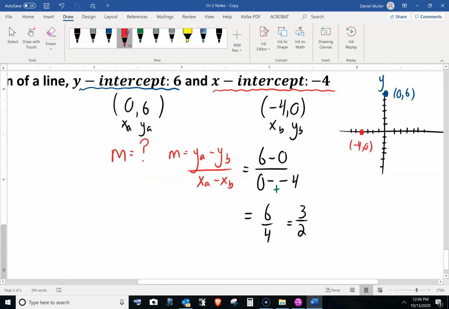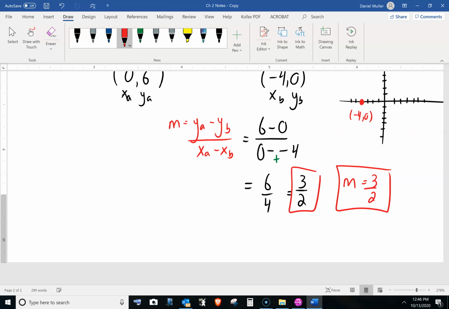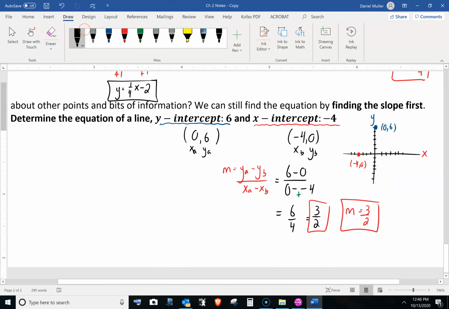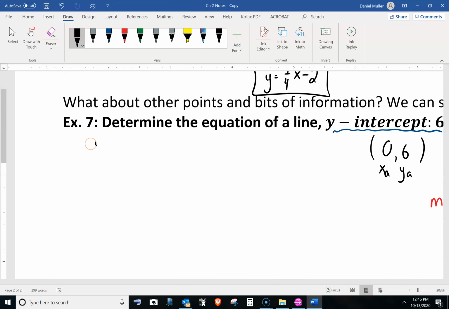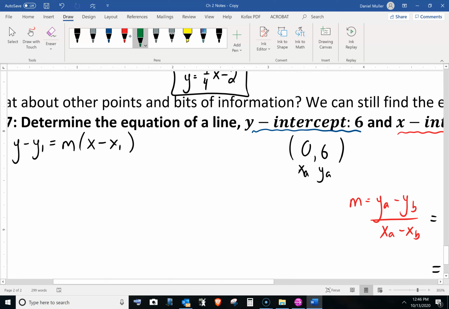So our slope here, m equals 3 over 2. Finally, we have our slope. Now we can do the equation. So y minus y1 equals m bracket x minus x1. And we can choose whichever point we want. So we can just choose the first one, I guess. So x1 and y1.